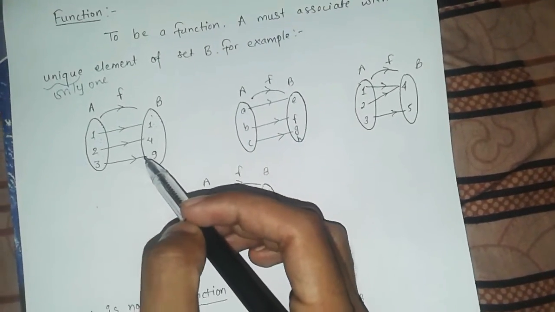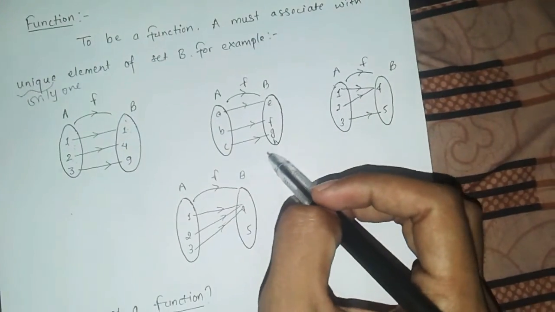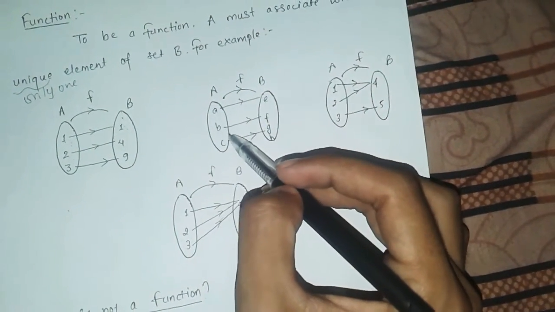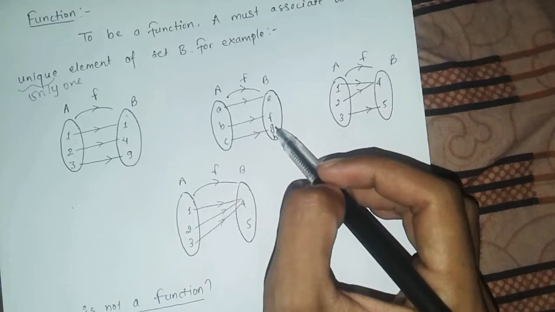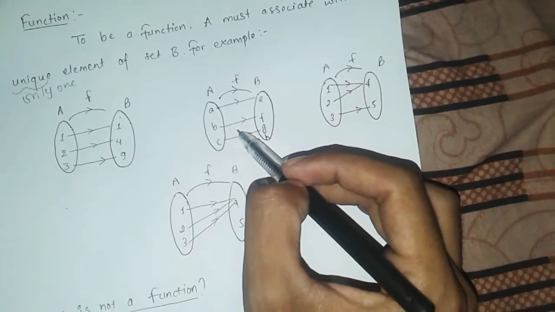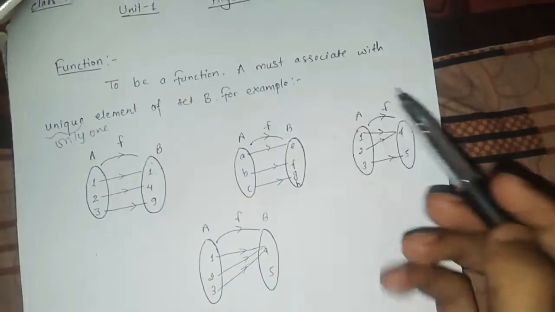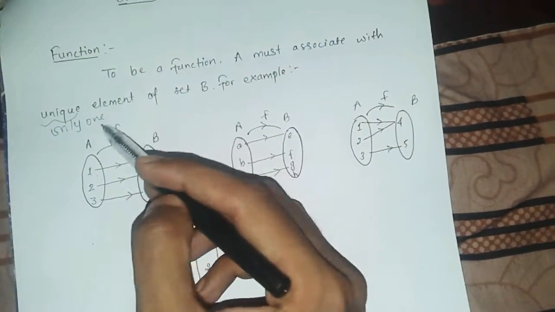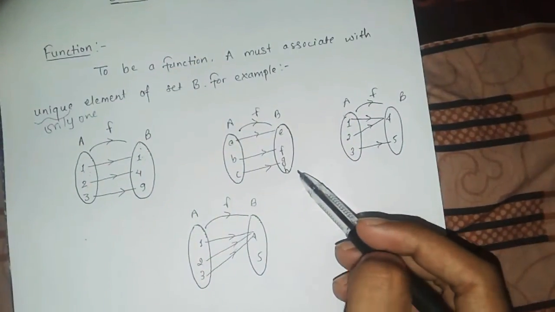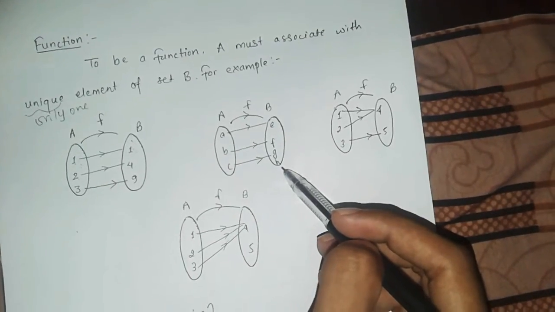But if you look here, we have A, B, C, and E, F, G, H. This could also be called a function, because if you look at it clearly by the definition, A must have an image or element in B. We do not need an element of B in A.